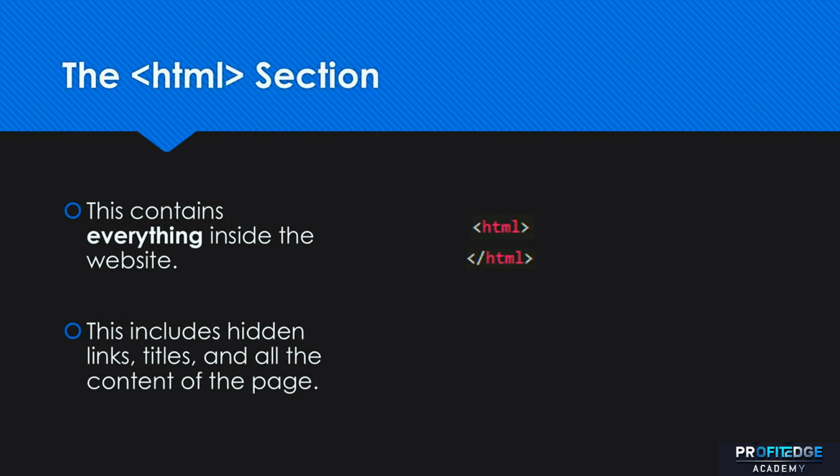So the next section is the HTML section. The opening tag is always right after the doctype tag, and the closing tag is the last tag of your web page. So this contains everything in the website. This contains all of the other boilerplate tags except doctype. It contains hidden data, text, visible data. Everything that has to do with the website goes inside the HTML tag.